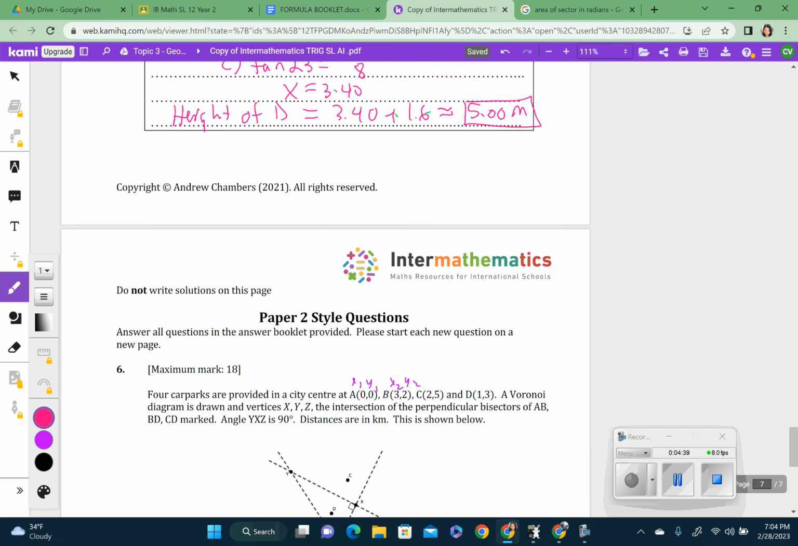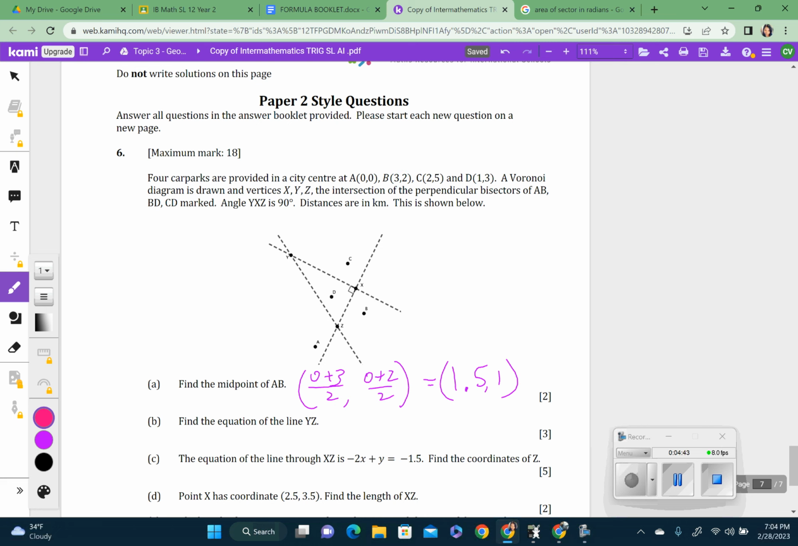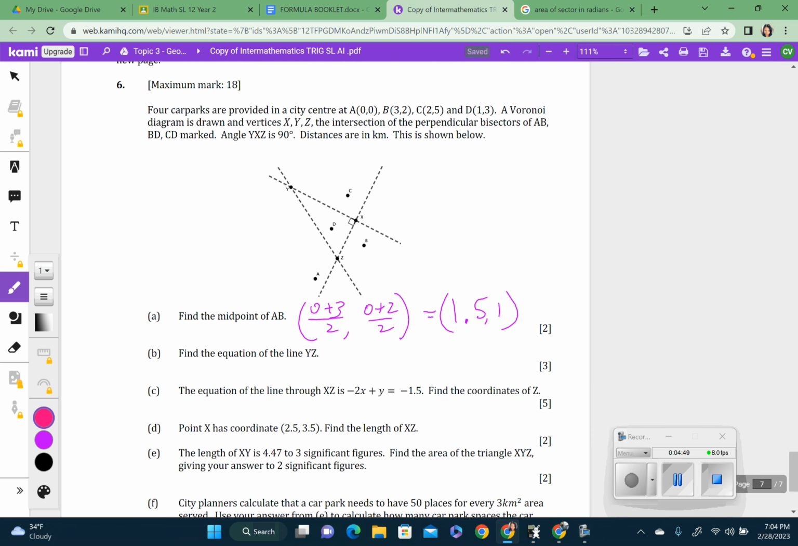Okay. The last one, Voronoi diagram. I started this before I realized that the video was stopped, but anyway, midpoint is pretty straightforward. We have A, x1, y1, B, x2, y2, plug it into our midpoint formula.